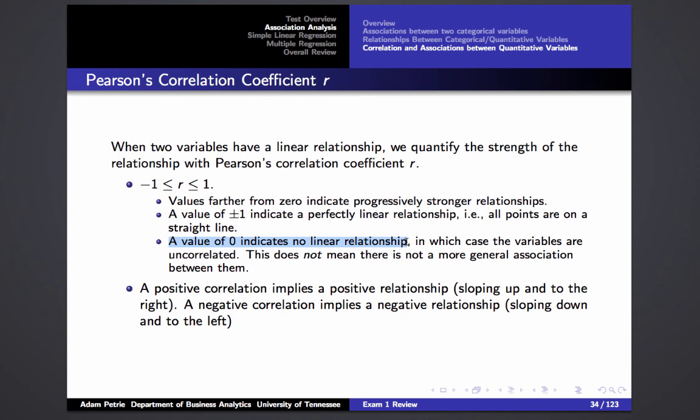However, it doesn't mean that there's no association going on. You'll see a slide in a second where two variables have a very strong association, but the correlation is 0 because that relationship was nonlinear. So Pearson's correlation really only does a good job of describing the strength of a linear relationship. And once again, the sign of the correlation tells us whether the direction of the trajectory is positive or negative.